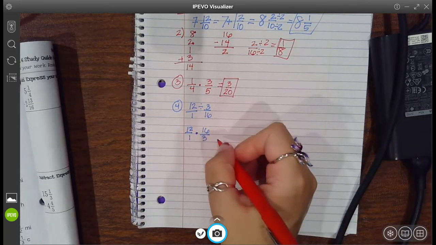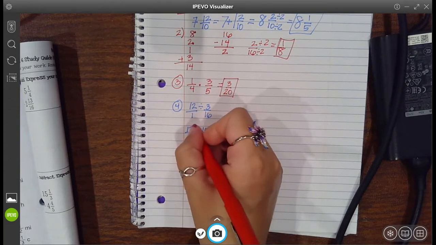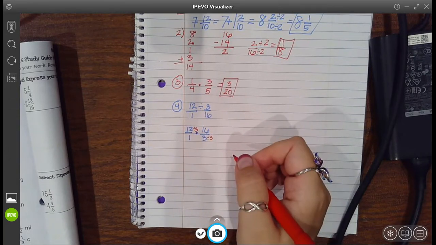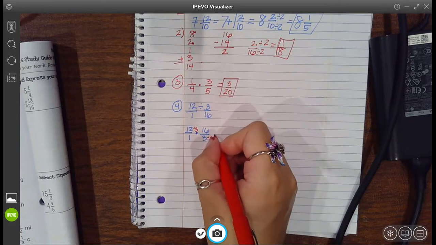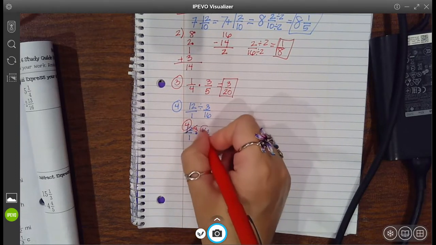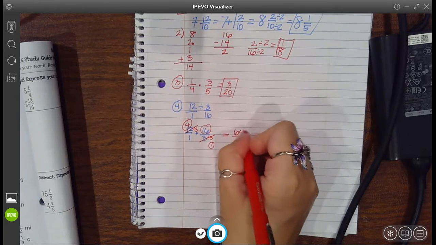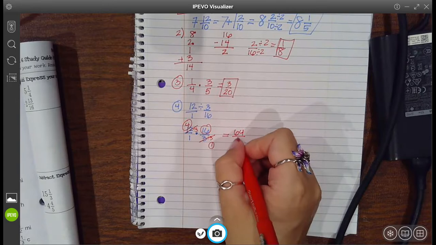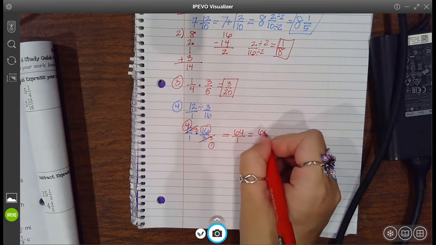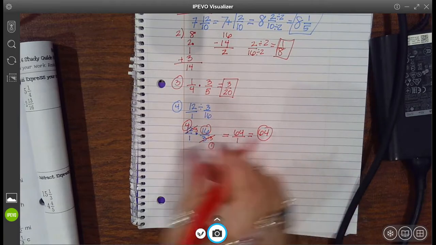You could just multiply across and reduce at the end, but if you want, you can make the numbers easier by cross canceling. I see 3 can go into both of those. So 3 divided by 3 is 1, and 12 divided by 3 is 4. Now on top, you have 4 times 16, which is 64. And on bottom, 1 times 1 is 1. So 64 over 1 is just 64, which means that you can fit 64 of them inside of there.